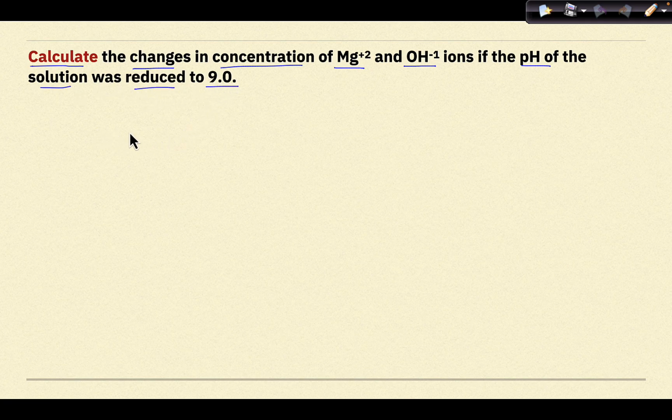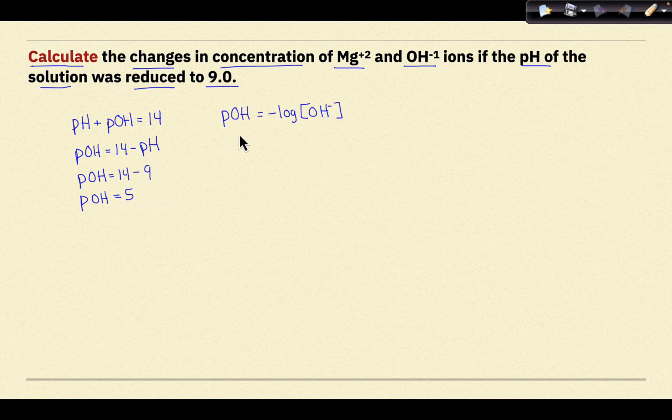9.0. So again, we're going to start out with our pH plus pOH is equal to 14 to solve for pOH. We will rearrange the equation to solve for pOH. We'll plug in our number for pH and solve for pOH. Once we have our pOH, we can solve for our hydroxide ion concentration using the formula pOH is equal to the negative log of the hydroxide ion concentration. We'll plug in our value for pOH and then find the hydroxide ion concentration by taking the antilog of the negative pOH. So our hydroxide ion concentration is 1 times 10 to the negative 5 molar.